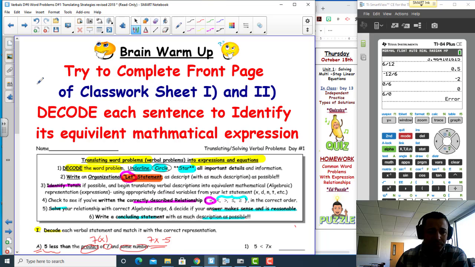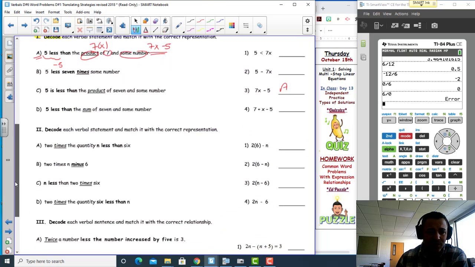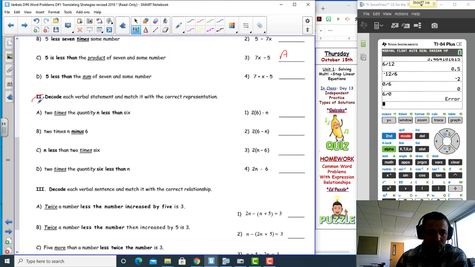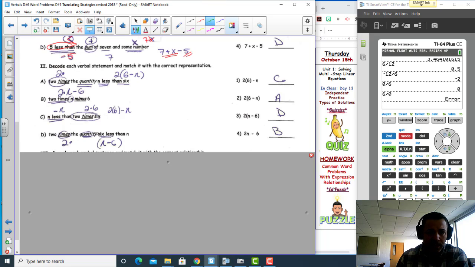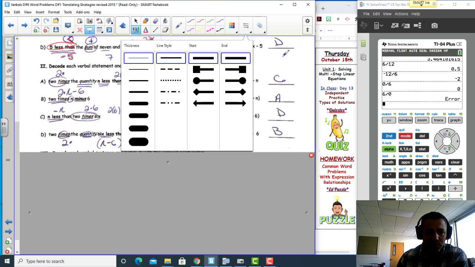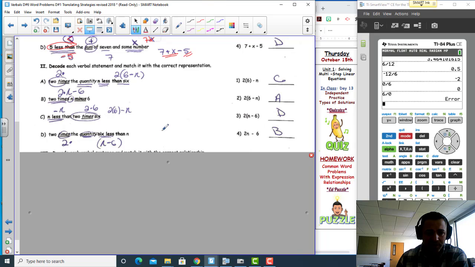If you have a minute, please take it. Pause the video and see if you can decode the relationships in Roman numeral 2. Underline, circle, star important information. Try and write out the appropriate expression and see if you can match it with the mathematical sentences or statements described in responses 1 through 4. If you're done pausing the video, ladies and gentlemen, you can take a look and see if your work matches mine.